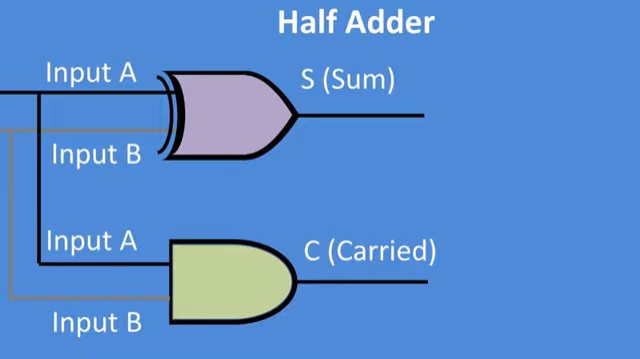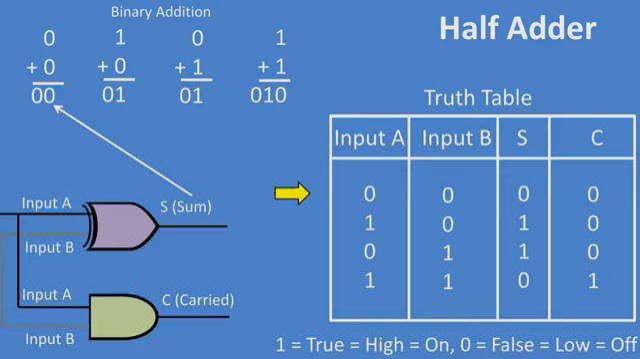The half adder consists of an A and B input tied to an exclusive OR that outputs an S, or sum bit, and the A and B inputs are also connected to an AND gate, which outputs a C, or carry bit. So let's go over some binary addition to see how this works.